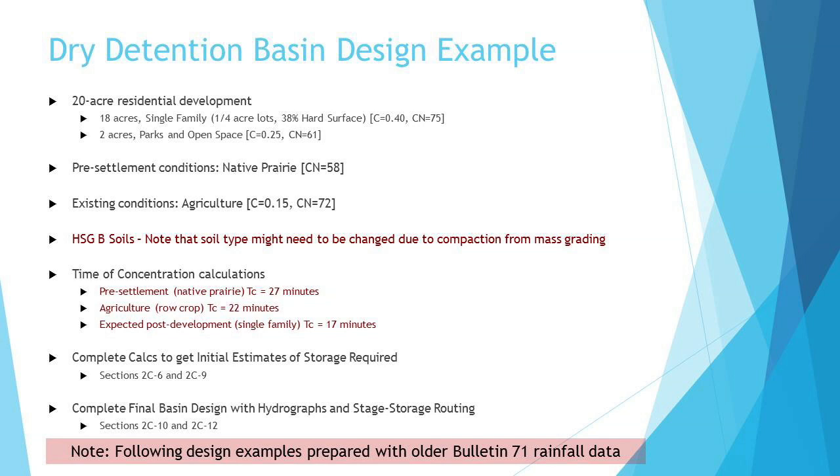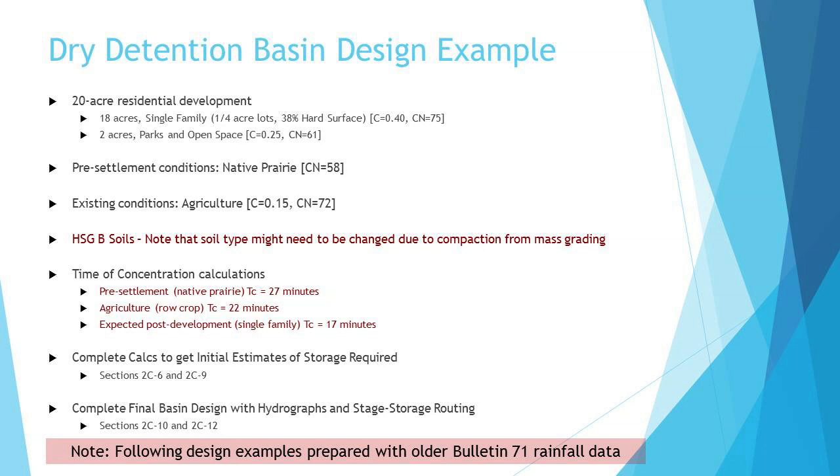But let's say for a 20 acre residential development, we've got 18 acres of single family. And let's say that we found out it's got 38% hard surfaces. So we figure out both our rational method runoff coefficient and our curve number, which I'll talk about in a little bit. Our curve number from TR-55 is 75 there. And let's say the city said, well, we want 10% dedication of parks and open space. So we've got a 2-acre park.